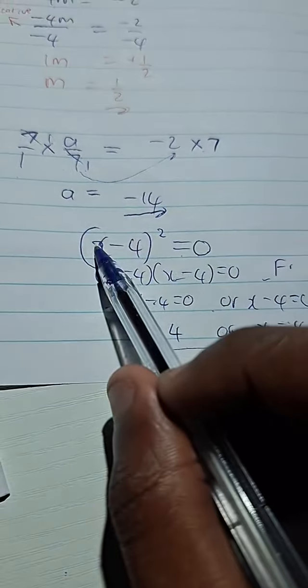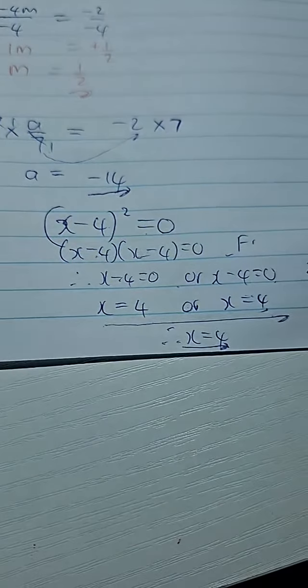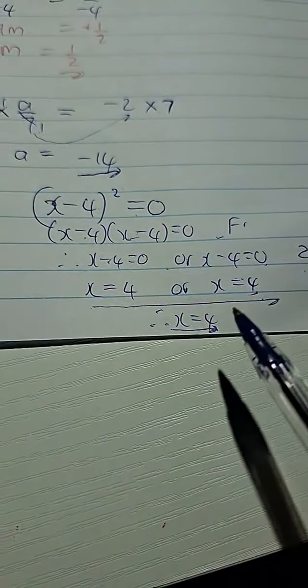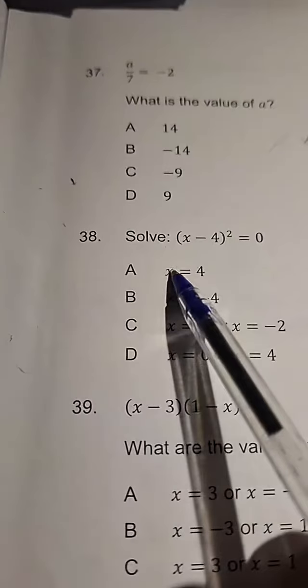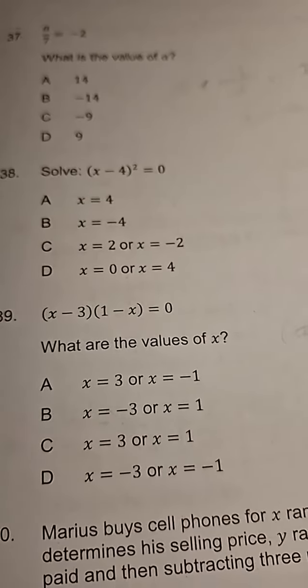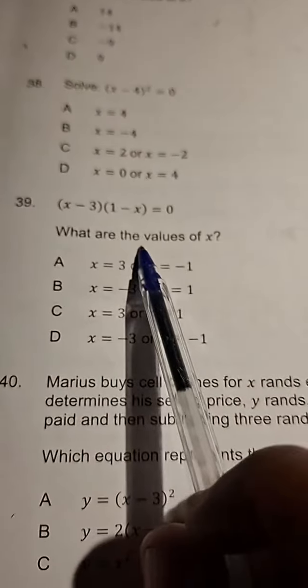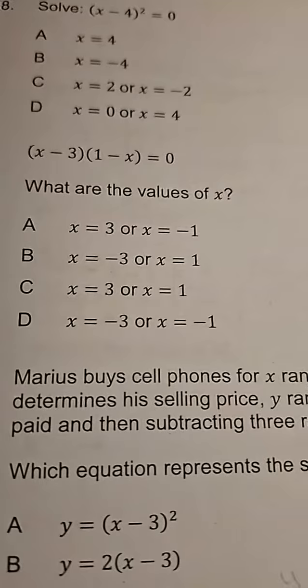If you take this 4 and you put it in here, what's 4 minus 4? It's 0. What's 0 squared? It gives you that answer. So really and truly, the answer is only 4. It cannot be anything else. So that's why we select A. A, x is equal to 4. There's no other answer that satisfies that equation. Let's come here. What are the values of x here?